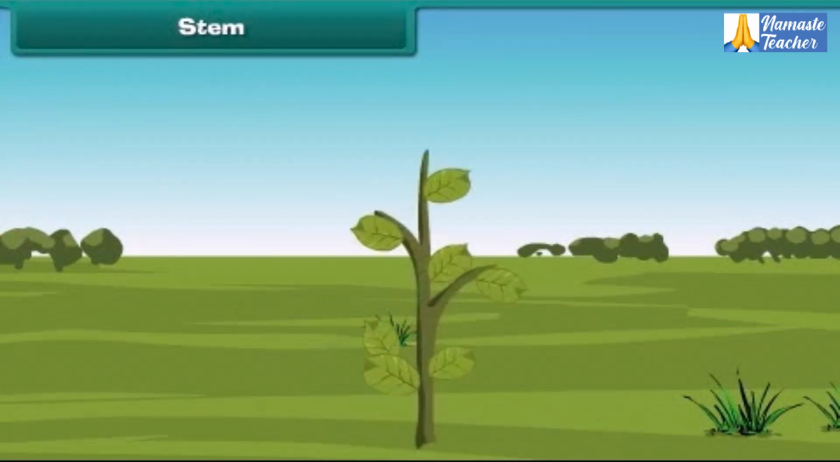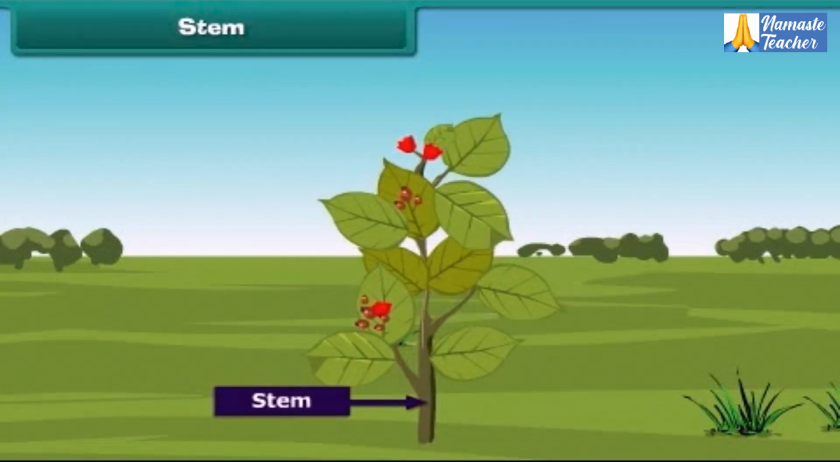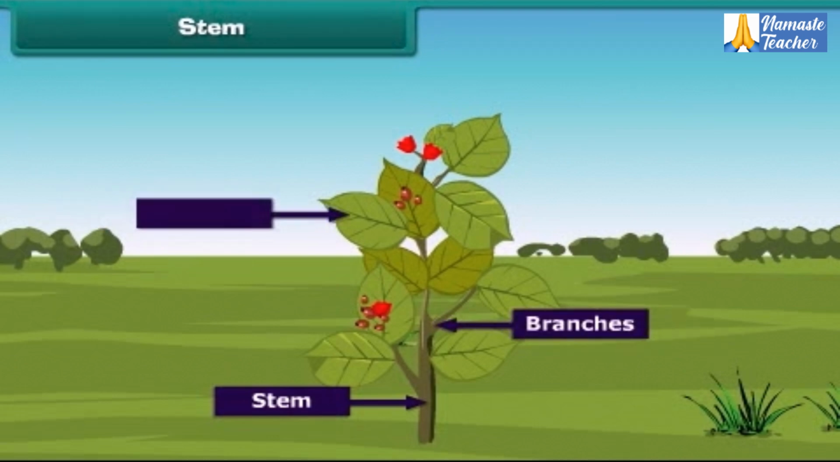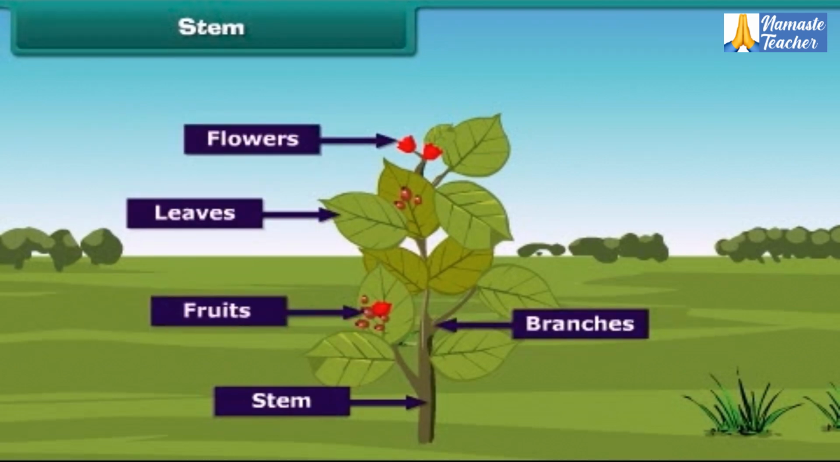Now let's know about stem. Stem is the green or brownish part of the plant which grows above the ground. It provides support to the plant and bears branches, leaves, flowers and fruits on its body. In young plants, the color of the stem is usually green, but over a period of time and with advancing age it turns brown in color.